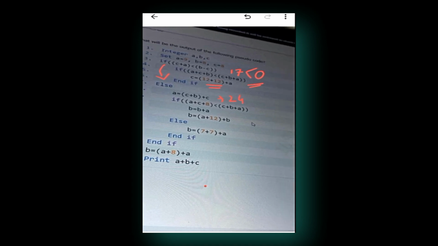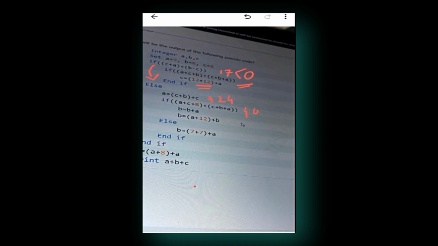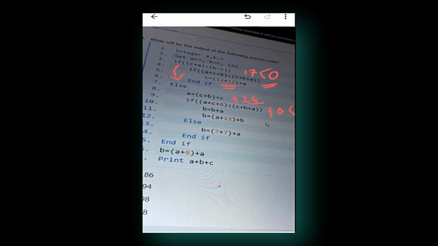Is 40 lesser than C plus B plus A? So C means what? C means 8, B means 8, so this becomes 16, plus A means 24. So 16 plus 24 becomes 40. So 40 is not lesser than 40. So we'll directly jump to the else block, right?